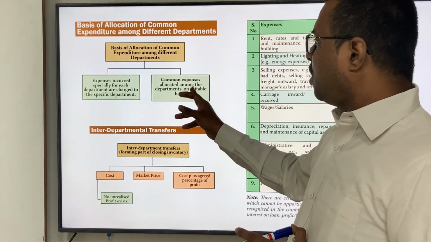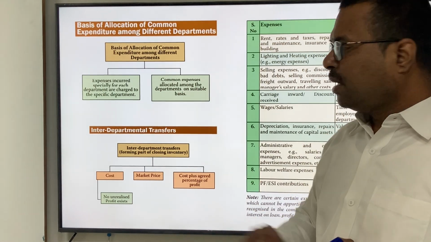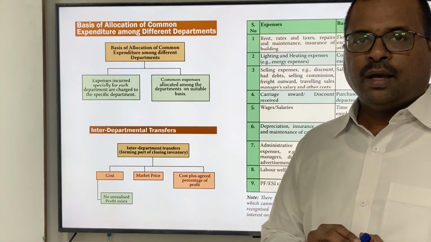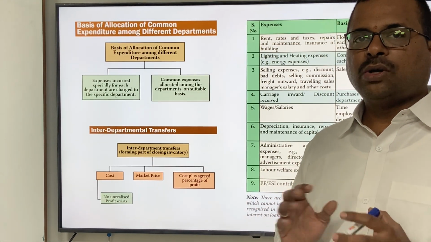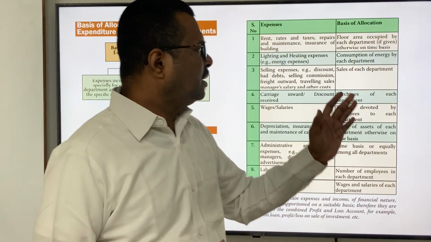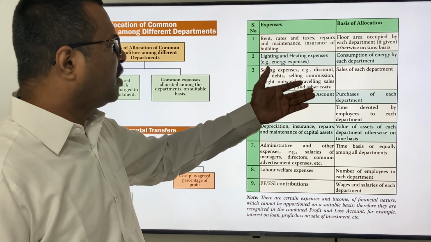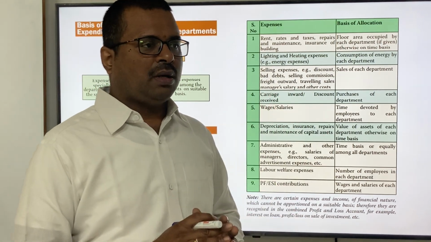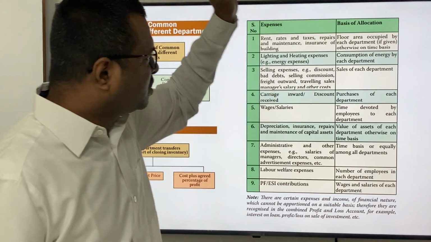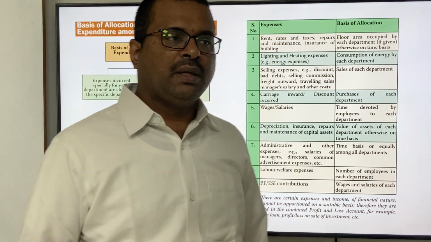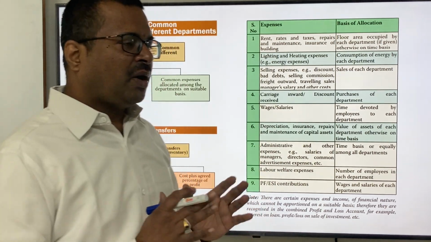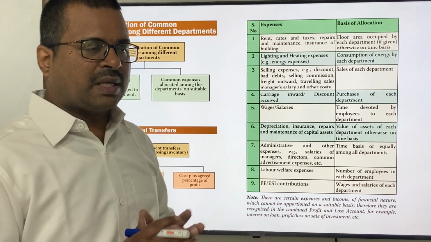Now, if there are common expenses, these common expenses have to be allocated to various departments. Now, how are these common expenses allocated? There is a general way of basis of allocation given here. It is not a hard and fast rule that if it is rent, rates and taxes, it has to be divided on floor area basis only. There is no hard and fast rule. Here a general way of allocation of common expenses is given.